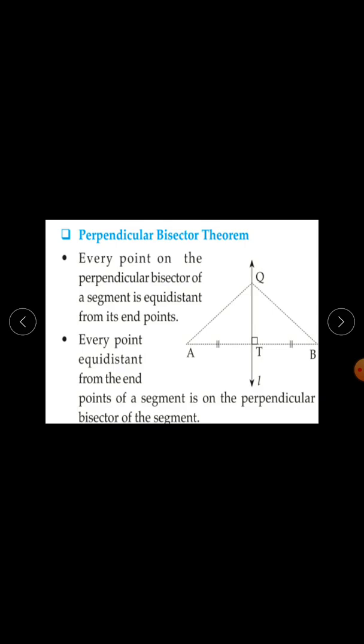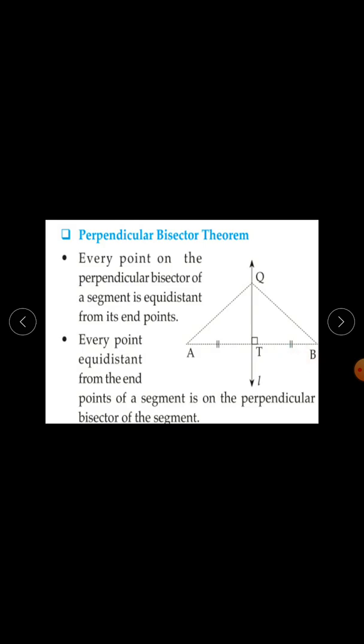So, what is the perpendicular bisector theorem? Every point on the perpendicular bisector of a segment is equidistant from its endpoints. This is your segment AB and L is the perpendicular bisector of segment AB. So, every point on the perpendicular bisector of the segment is equidistant from its endpoints.